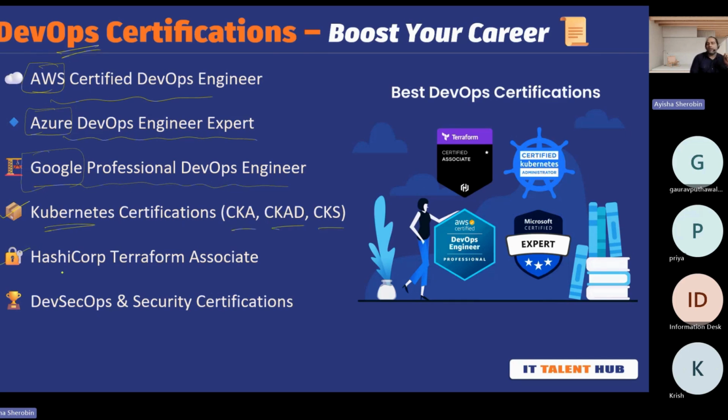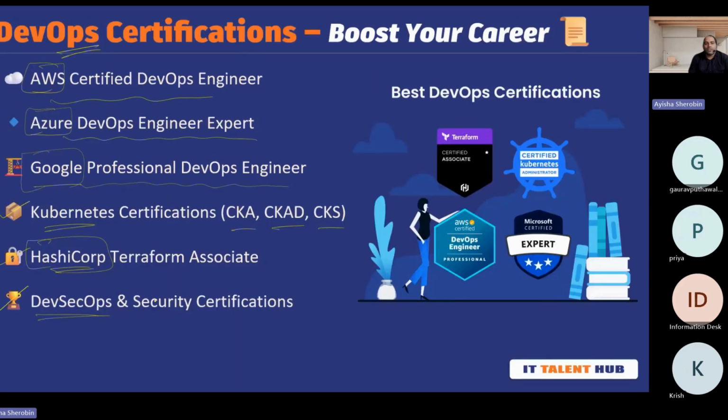And other than that, infrastructure certifications like HashiCorp. Some organizations will ask us for this kind of certification. If you have these certifications, this will add more weightage to your profile. DevSecOps and security related certifications are also there. So we'll be going through all the certifications.